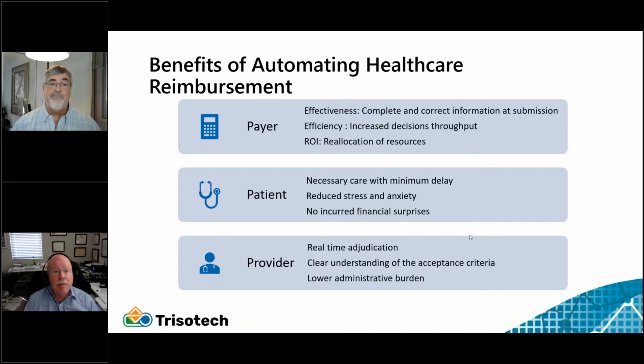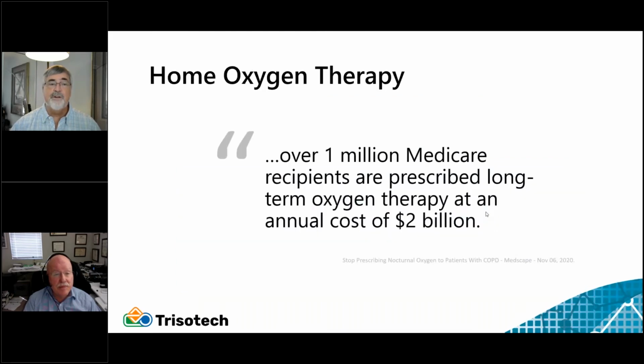And naturally, for the payer, which has been the focus of this series of webinars, we provide effectiveness by having the complete and correct information right at submission, efficiency by increasing the decision throughput, and with all these benefits, the capability of reallocating the resources in the organization. So without further ado, we're going to move on to our topic of today, which is home oxygen therapy, and I'm going to pass it to John to lead us through that portion of the presentation.